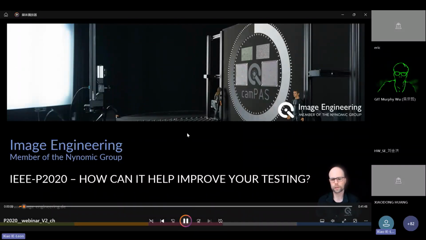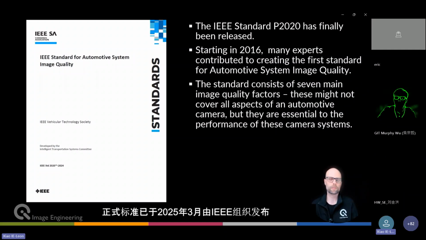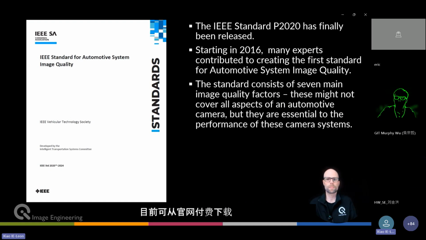in this topic. So how can it help you? Let's have a look at that. So the standard is finally there. It has been released by IEEE. It is available for download from the website.